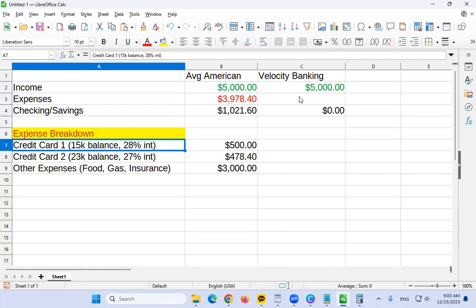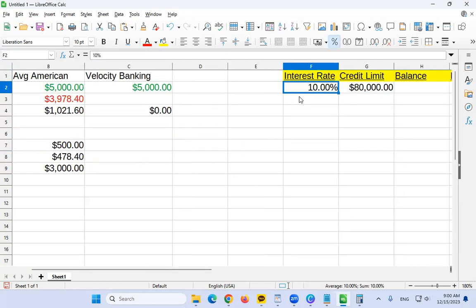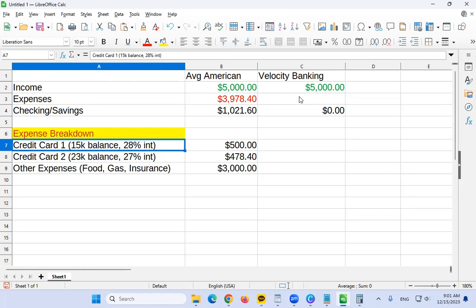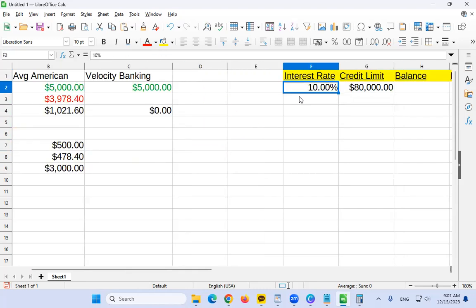Now, what can we do to easily pay off these credit cards? One thing we can do is look at this: the interest rate is 28%, 27%. If we move all of this to a 10% interest rate line of credit, and we don't even do velocity banking, we're still going to win, right? But I see this as a double win. In most of our videos, we don't talk about the interest rate that much because we're more interested in the cash flow. But if you're moving high interest rate credit card debt to a lower interest rate line of credit, that's always a total win, right?